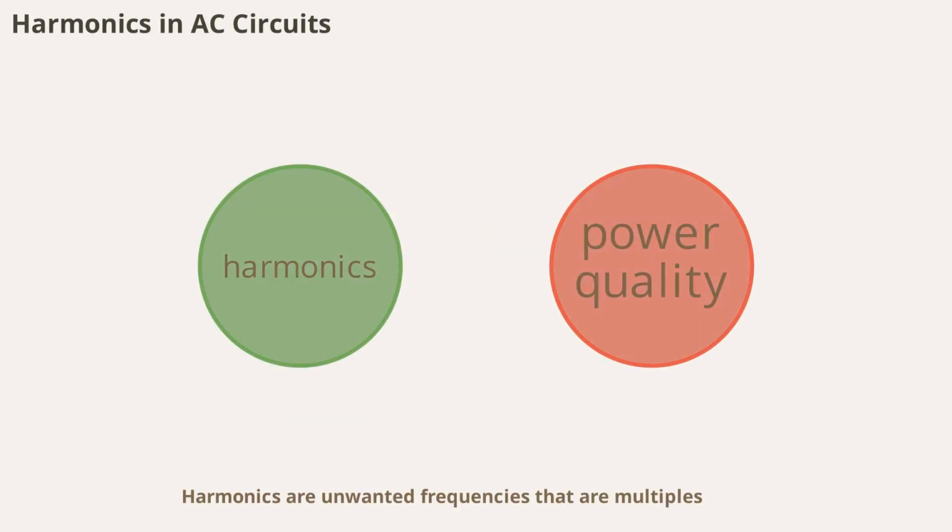Harmonics are unwanted frequencies that are multiples of the fundamental frequency in an AC circuit. They can cause distortion, overheating, and reduced efficiency in electrical systems. Harmonics are especially problematic in circuits with nonlinear loads, such as computers and LED lighting. Understanding and controlling harmonics is important for maintaining power quality and protecting equipment.